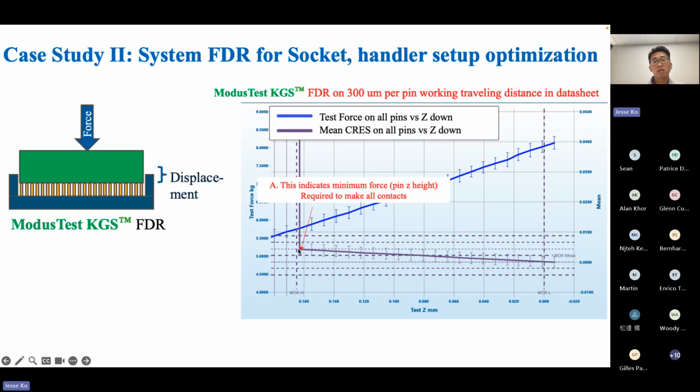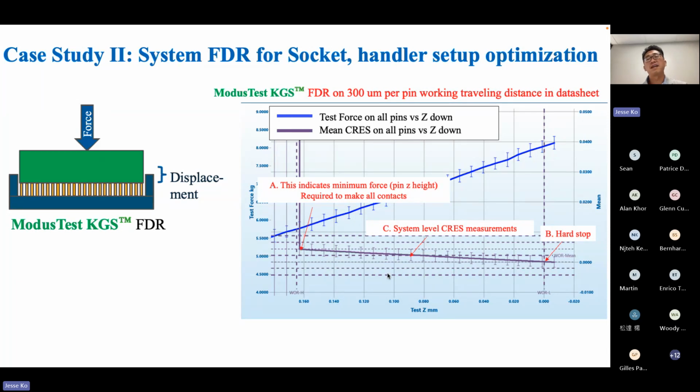This point indicates the minimum force required to make all pins contact. If any pin is not making contact, it will read infinite resistance. That's what you see there. As soon as you see a meaningful CRES measurement, that's the first contact where all pins are making contact. We continue to press the socket down until we reach the hard stop of the socket. That's the distance, and we continue to perform system-level CRES measurement on this socket.